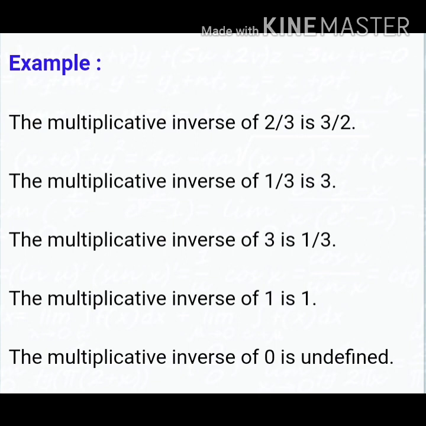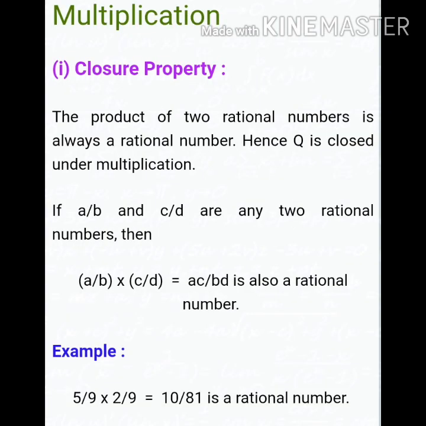When a number is multiplied by its multiplicative inverse, the answer is 1, because when we are multiplying, the same numbers cancel out each other and result in 1. If the multiplication of two rational numbers results in 1, then these two rational numbers are called multiplicative inverses of each other and the result is called the multiplicative identity, that is 1. Next property is the closure property of multiplication.